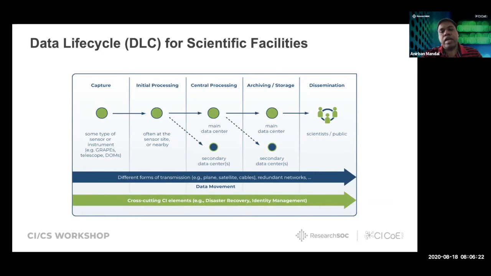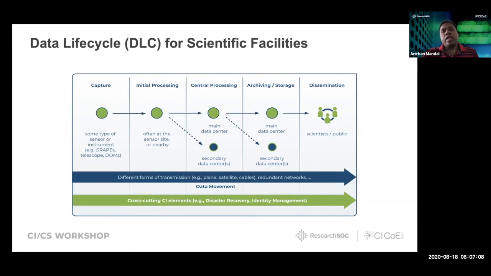So every data life cycle starts with what we call a data capture step, right? There's some kind of sensor instrument that is used to capture the initial data for different kinds of facilities. It could be a telescope, it could be sensors in the field, it could be the DOMs as in IceCube, it could be the sensor buoys as in NEON, it could be optical and infrared telescopes. So you have the whole gamut of scientific instruments which are generating large volumes of data. That's the data capture step. Everything starts from there, right?